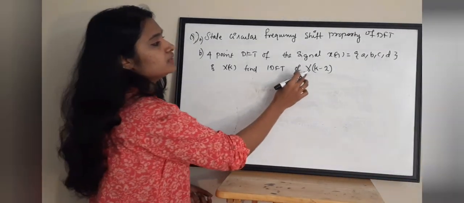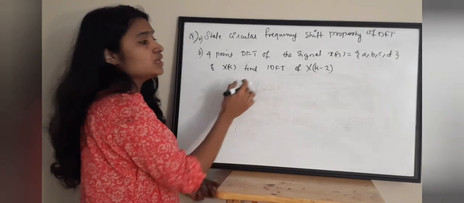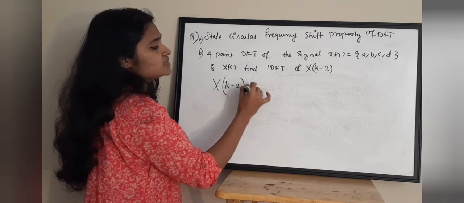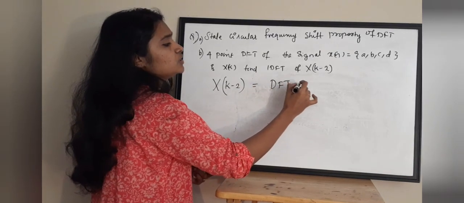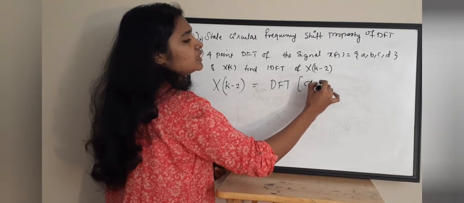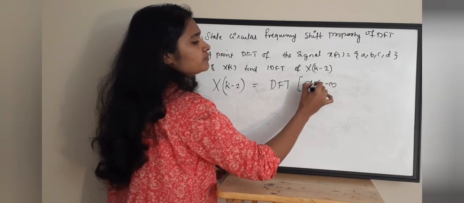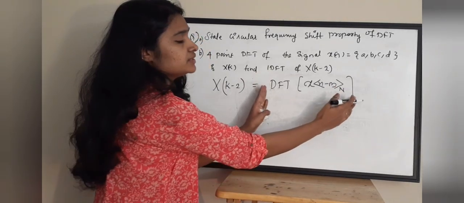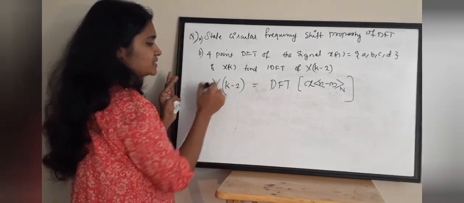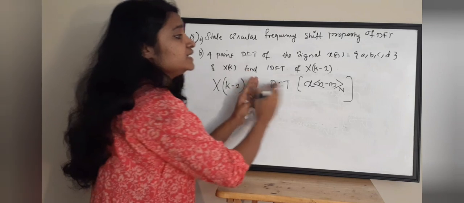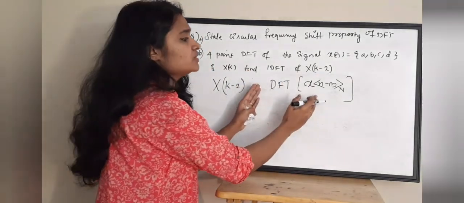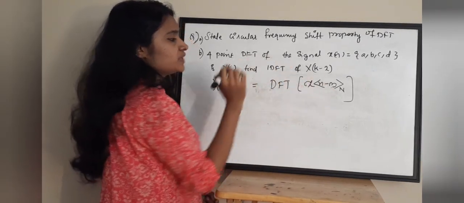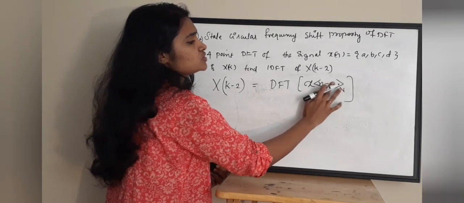Okay. So here we need to find the IDFT of X of k minus 2. So what is actually X of k minus 2? This X of k minus 2 is actually the DFT of your x of n minus m to a period of N. I'm writing the general term here. This capital X of k minus 2 is the DFT of your shifted signal. Here, by looking at this term, you can identify what m is. m is 2 here.